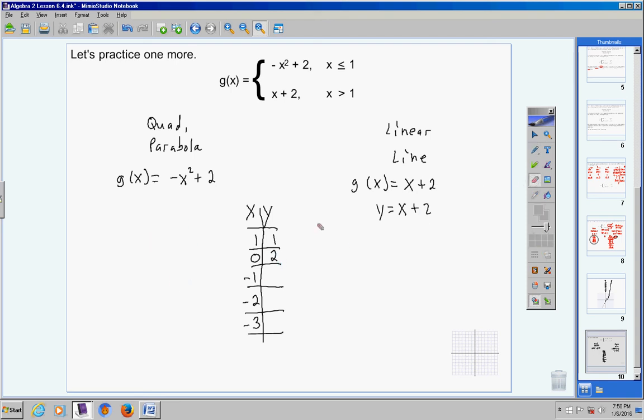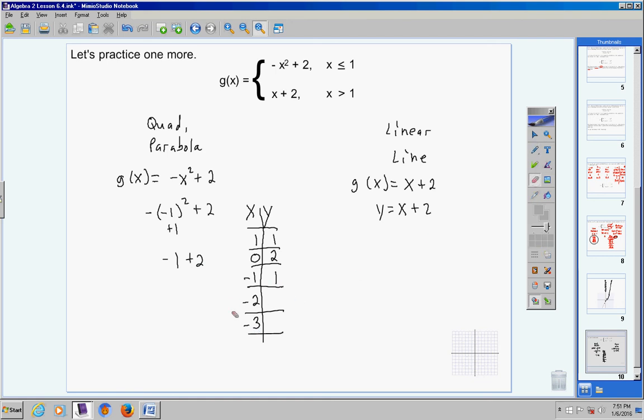Alright, now let's substitute negative 1 in for x. So I have my negative sign, bring it down, then parentheses, negative 1 squared, positive 2. Now be careful. When you square a negative 1, you get a positive 1. Okay? But there's a negative sign here. So negative positive makes the 1 negative, positive 2. So you're going to get a 1.